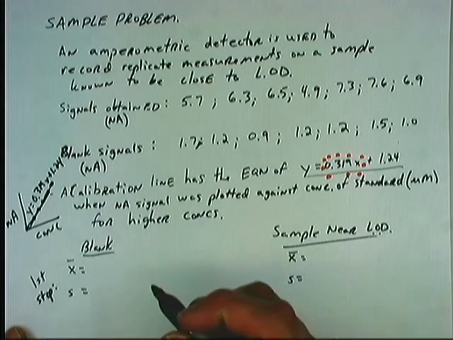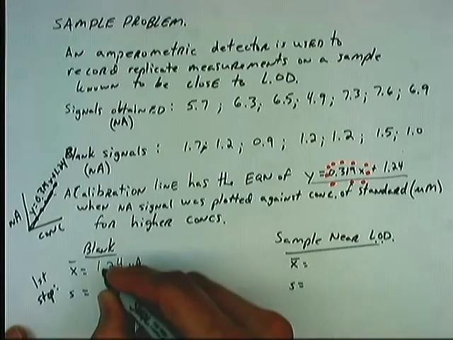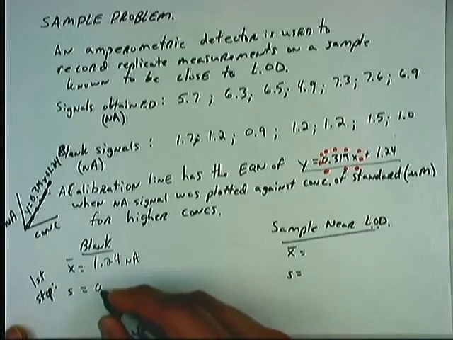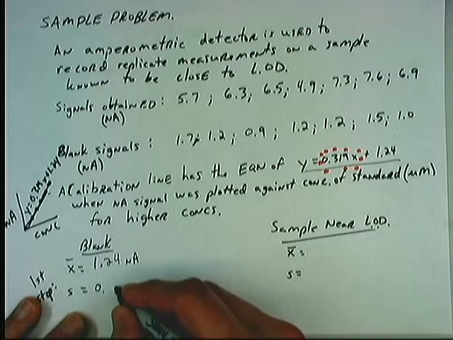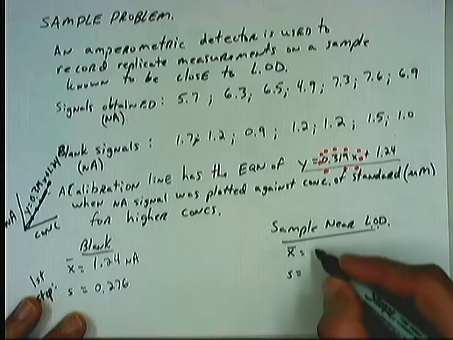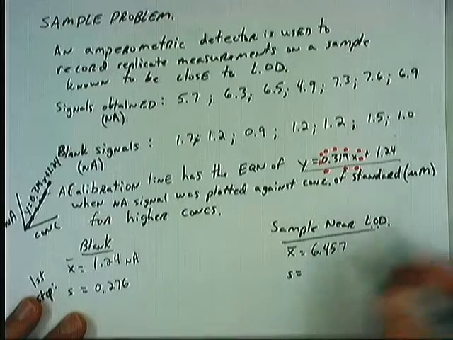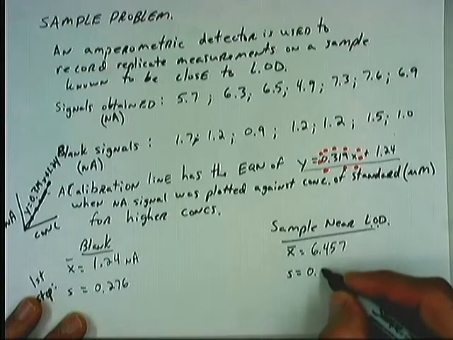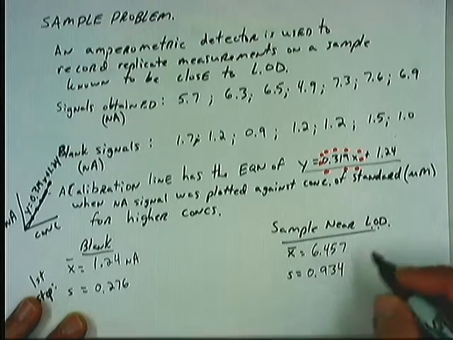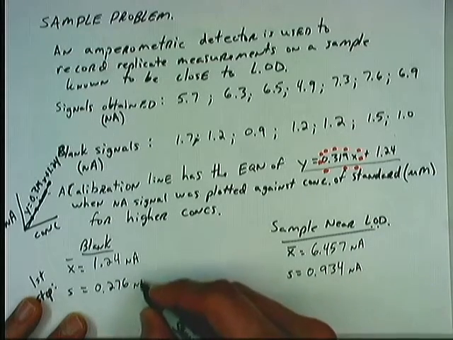And at the time, I've already tried to go through and do this. The blank average was about 1.24 nanoamps signal, and the standard deviation worked out to be 0.276. The average for the sample was 6.47, and then the standard deviation was 0.934. And that's nanoamps. They all carry that nanoamp unit.